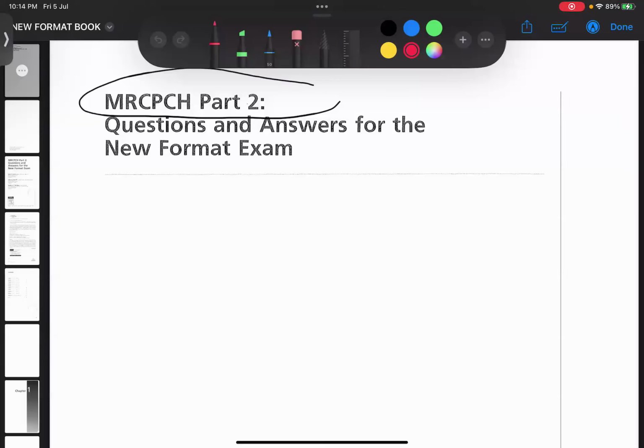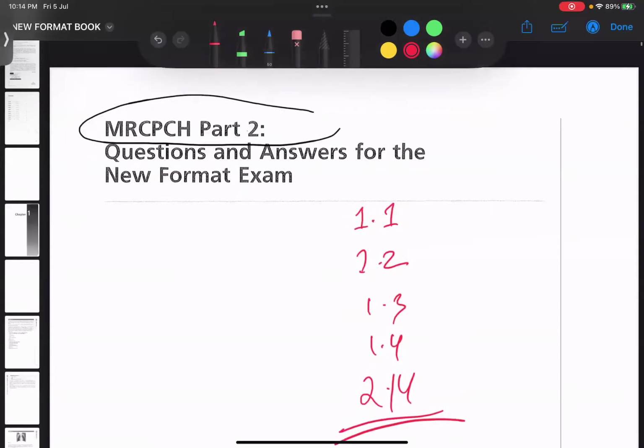I feel like we should be more comprehensive and try to keep the class within 1 hour or so. So today we'll be discussing 5 cases. We'll start from 1.1, 1.2, 1.3, 1.4, and then 2.14. Okay, let's start. Are you guys with me? Is the screen visible to you clearly?